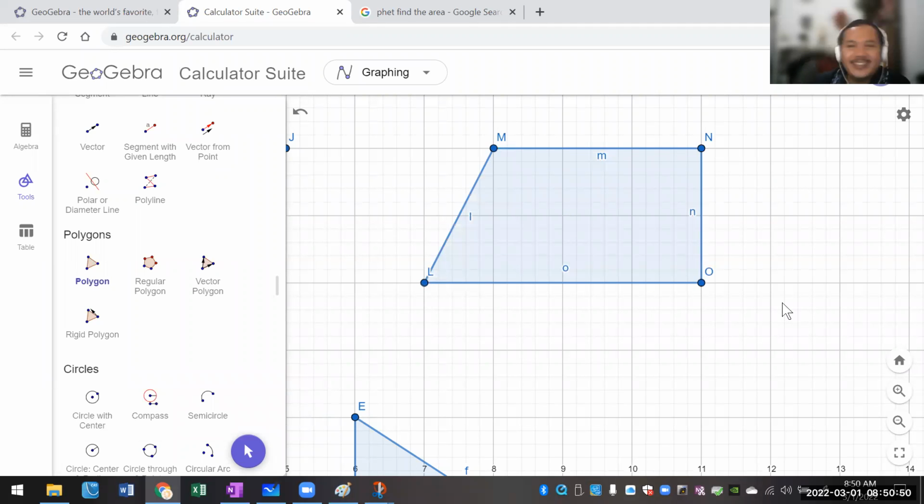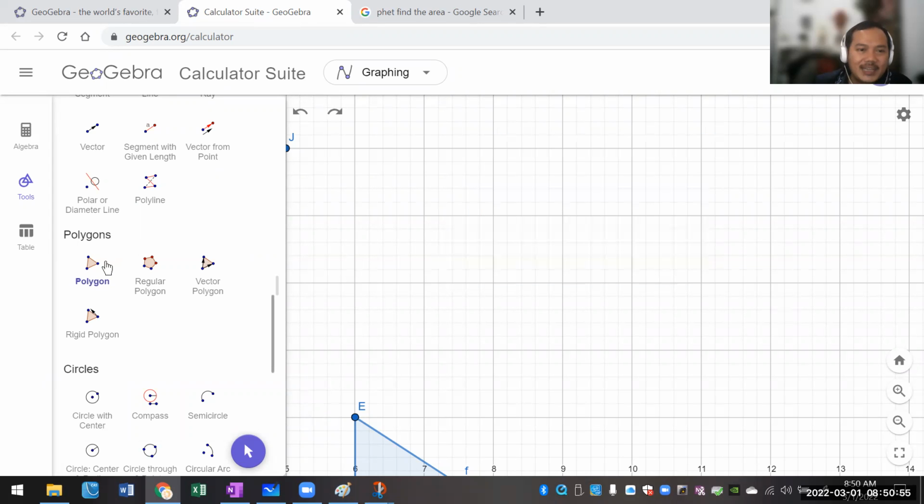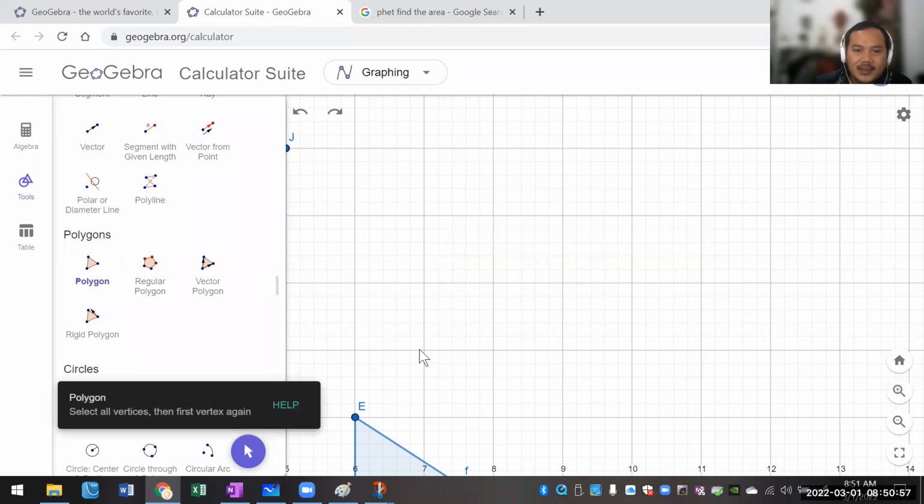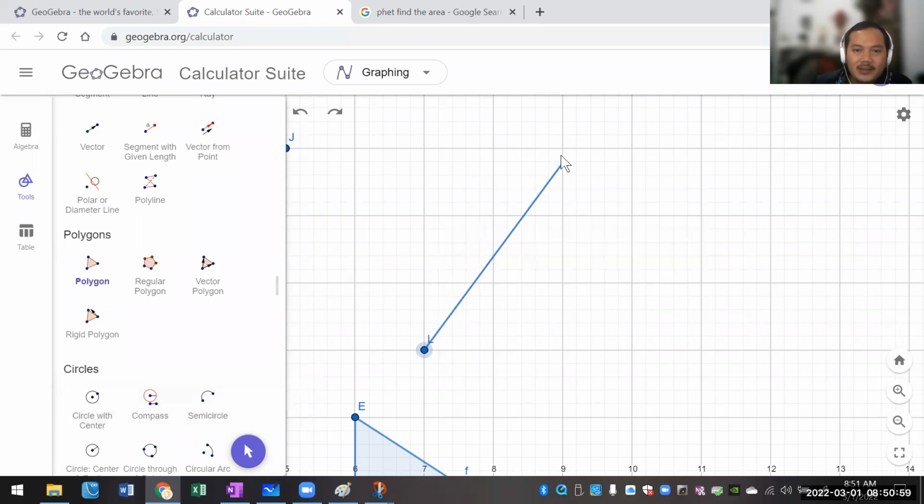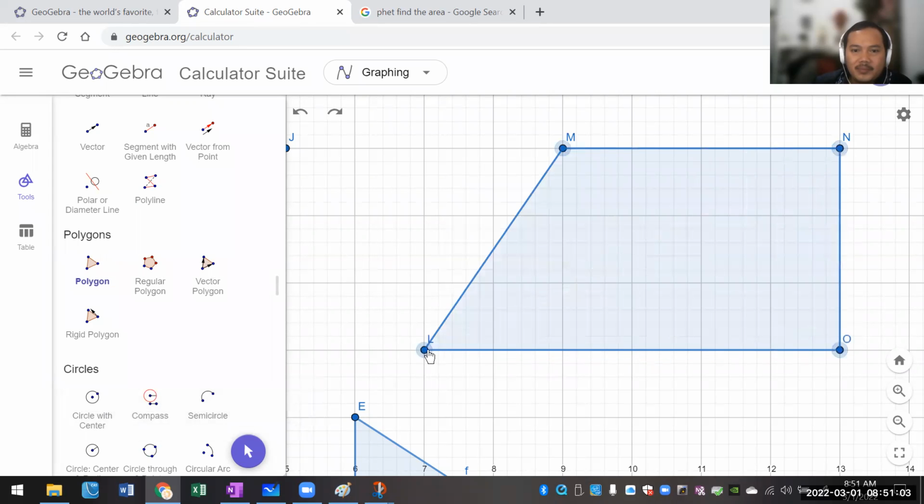Okay, now. Jangan ini deh. Bentar. Kayaknya terlalu kecil. I'm gonna make it a little bit bigger ya. Okay, here we go. I have this trapezium.